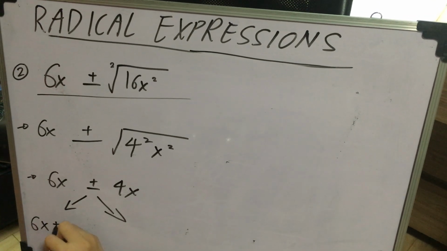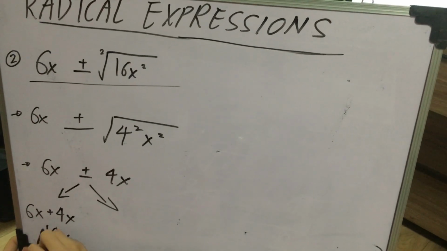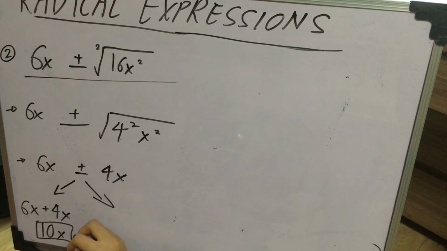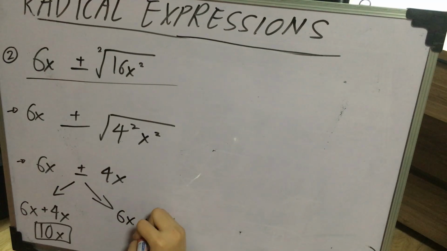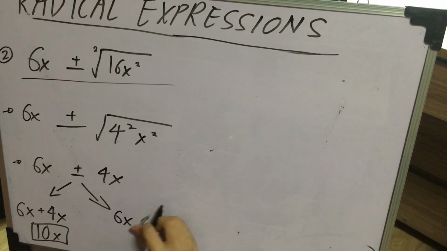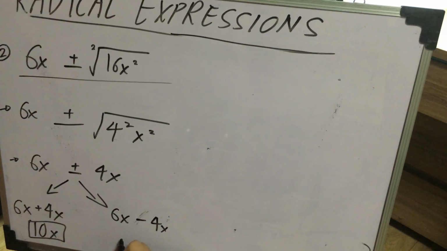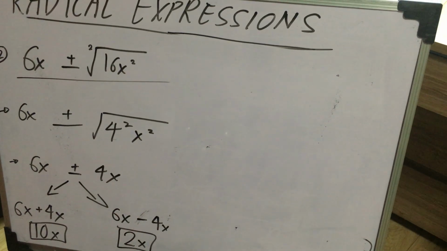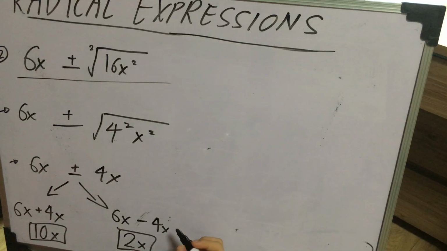So 6x plus 4x would be 10x. This is a possible answer. Actually, it is an answer for this kind of problem. 6x minus 4x is 2x. This plus or minus thing has relevance with sets.